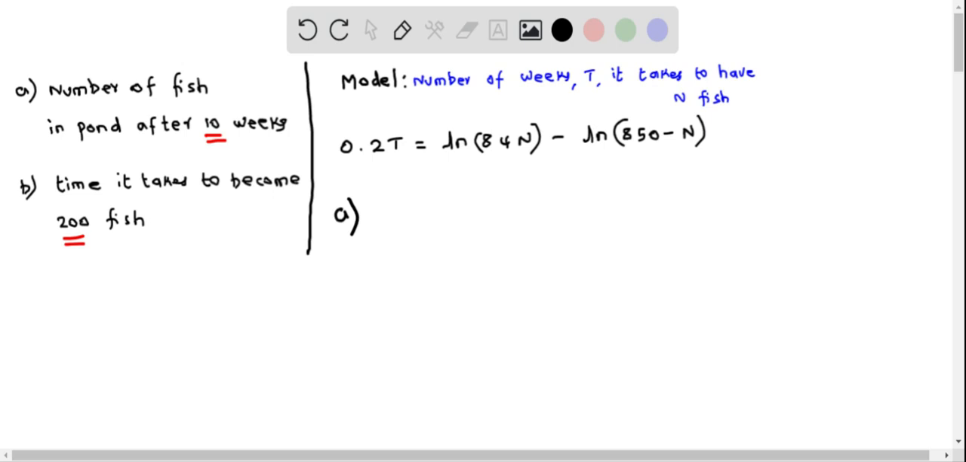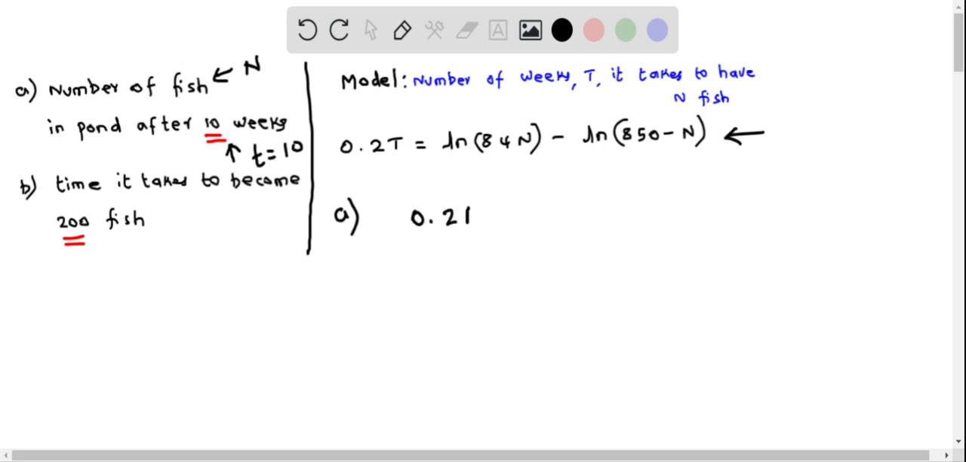So in part A, we have to determine the number of fish. This means we have to find n when t equals 10 weeks, that is t = 10. If you observe the model, it is given in terms of t. Since we want to determine the number of fish n, we first have to rewrite this equation in terms of n. So let's see how to do this.